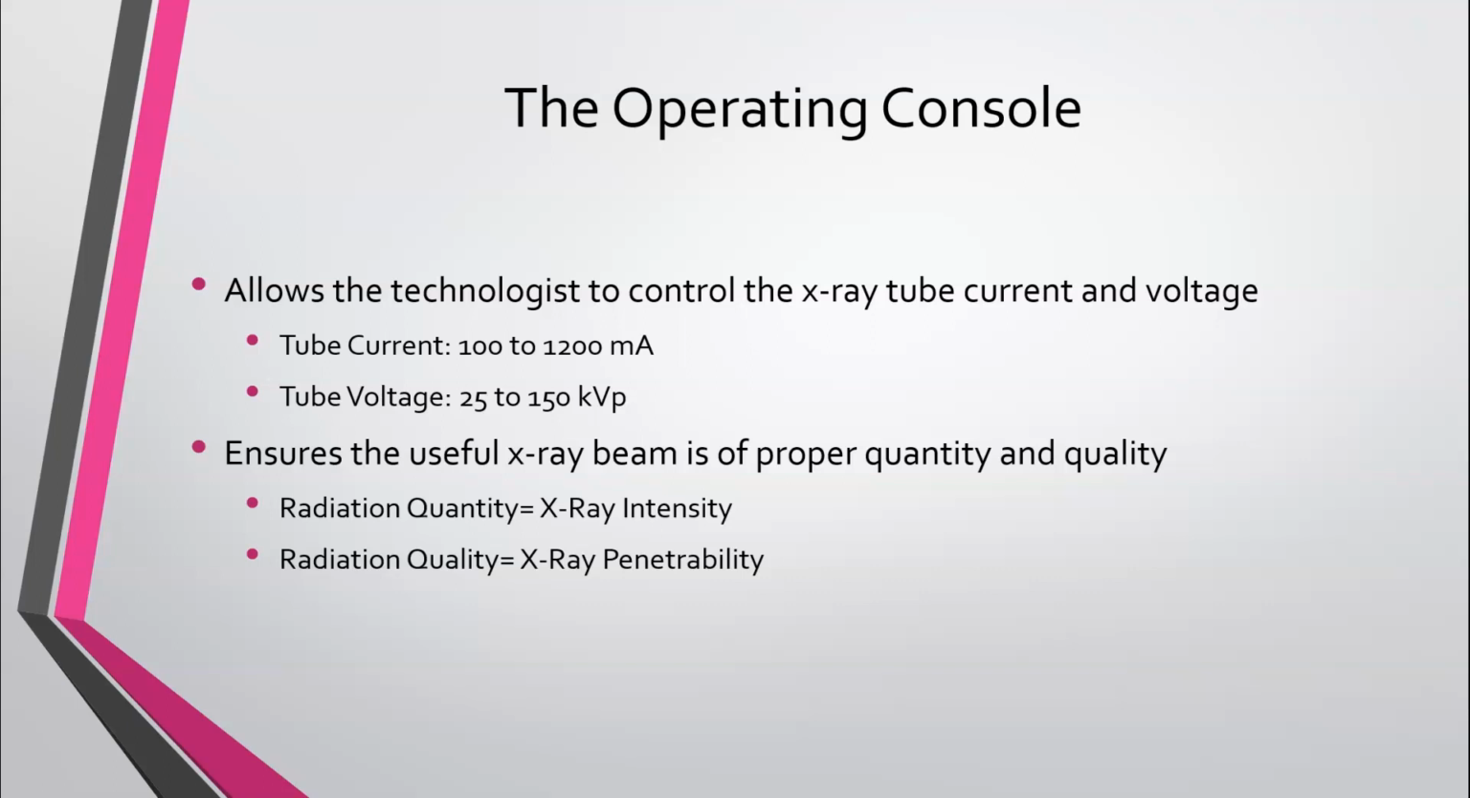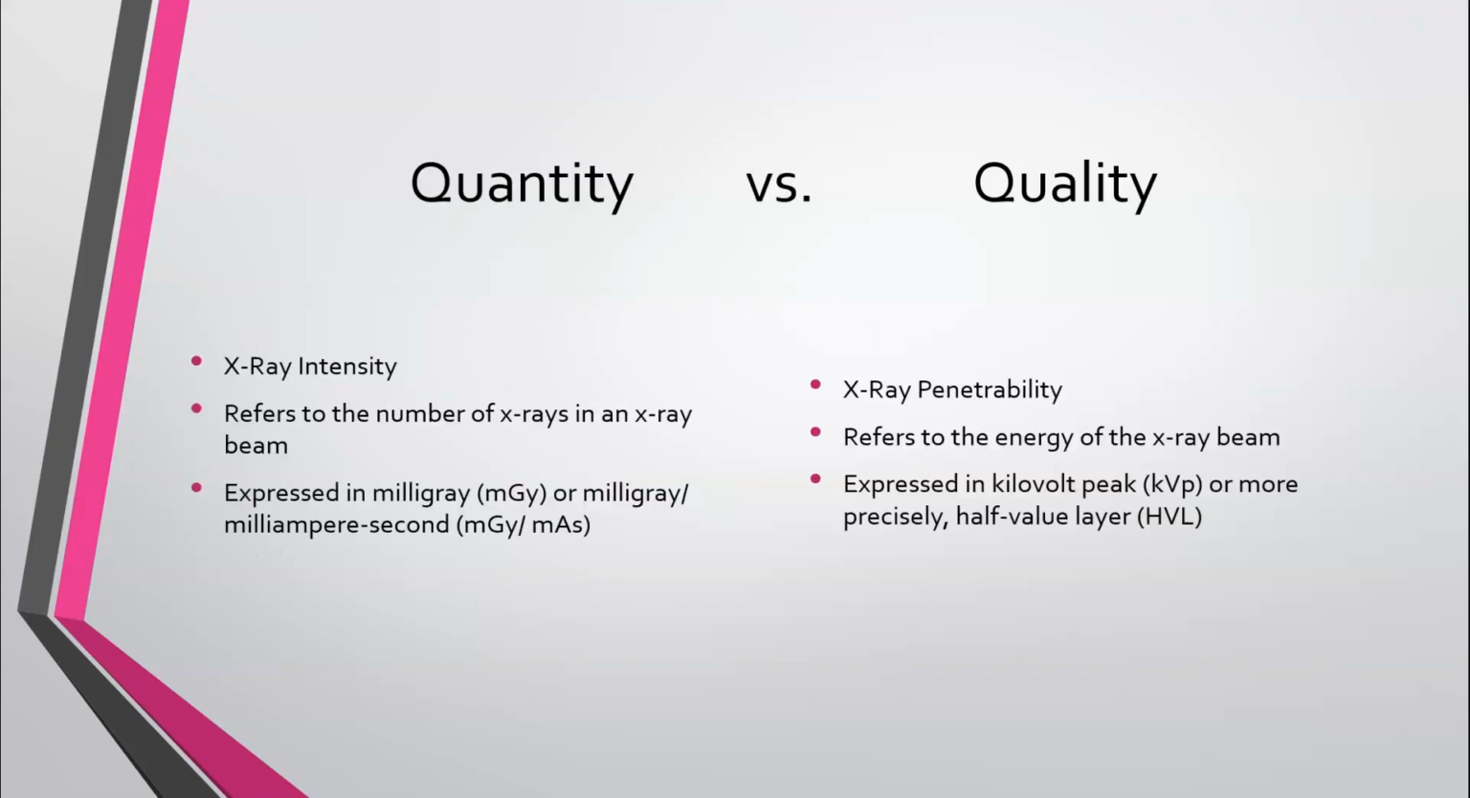As you can remember, X-ray intensity is our quantity, whereas penetrability, the quality of the beam, is our kVp, okay? So quantity versus quality. Quantity, the intensity, refers to the number of X-rays in the X-ray beam expressed in milliamperes per second, which is mAs, right? Where our quality is our penetration. It refers to the energy of the X-ray beam expressed in kVp, or to be more exact, it's expressed in half value layer.